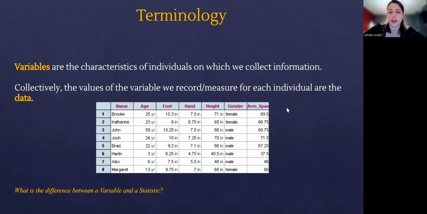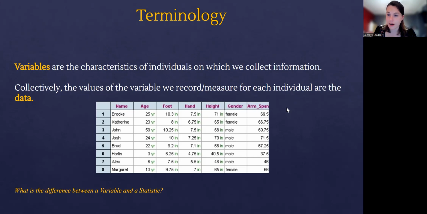For this example here, the questions that were asked, the variables, are name, age, length of foot, length of hand, height, gender, and arm span. Those are all variables. Those are all questions that these people were asked. The answers that we get, Brooke, Catherine, John, Josh, Brad, those are answers, right? Their age that they gave us, those numbers, those are answers. This is the data, okay?